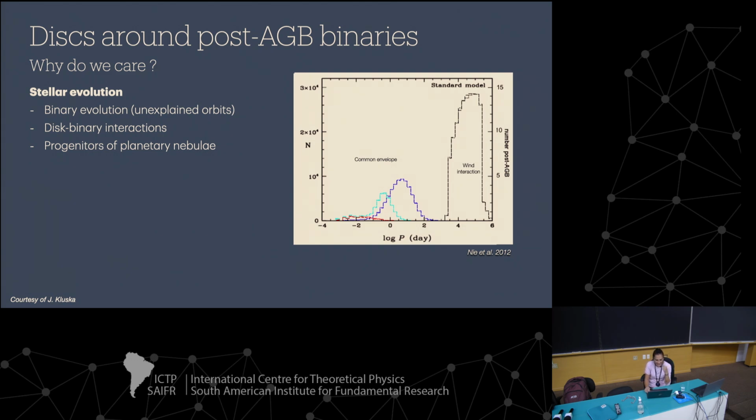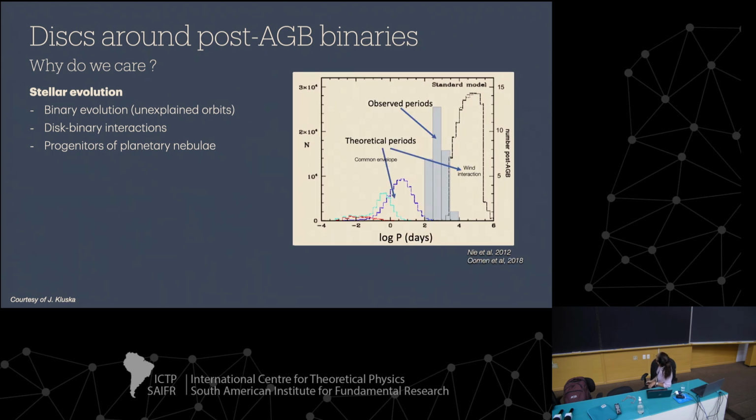But why do we care, indeed? So you saw that binary evolution is a bit complicated, right? We know that this binary interaction will cause the orbit of the inner binary to change. So here we have the number of systems by separation of the inner binary if it goes through common envelope. And then here it's the standard model if we have just wind interaction.